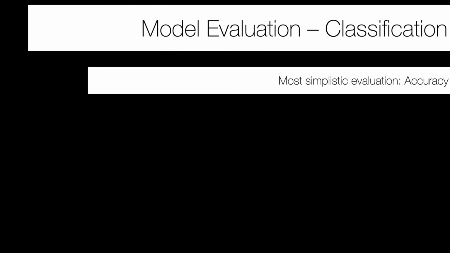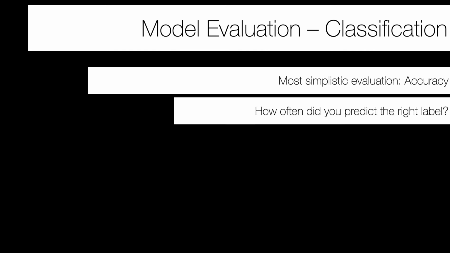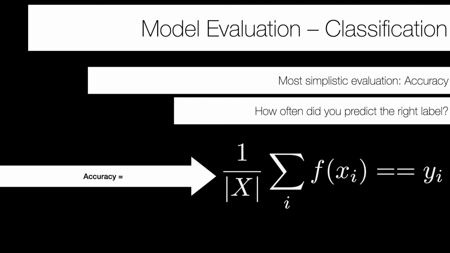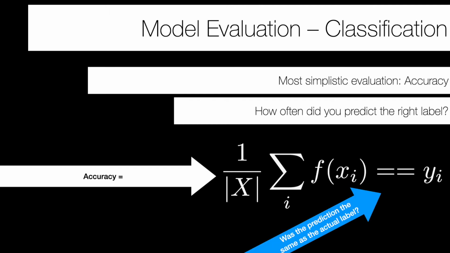So first, when we talk about model evaluation in terms of classification, the most simplistic evaluation is accuracy. Basically, how often were we correct in our label prediction? If we want to turn this into a formula, we have a couple of terms here. We go through this summation over i, which is all of the rows in our matrix X. So this f of x_i generally means the function of our model applied to the sample x sub i, which is the row in your data matrix.